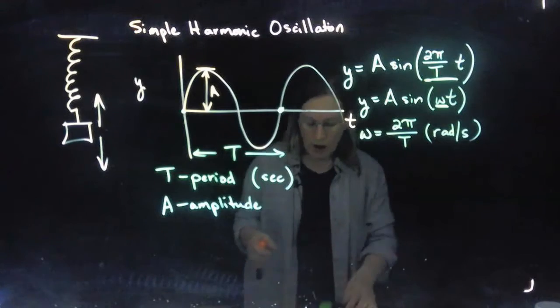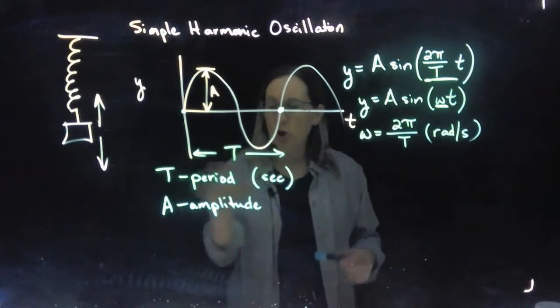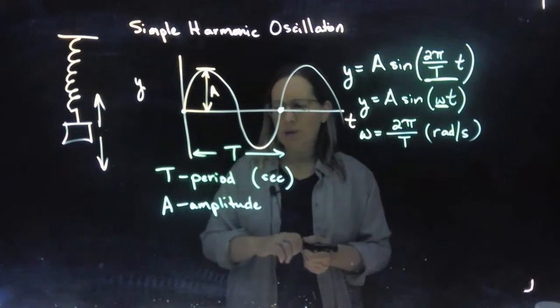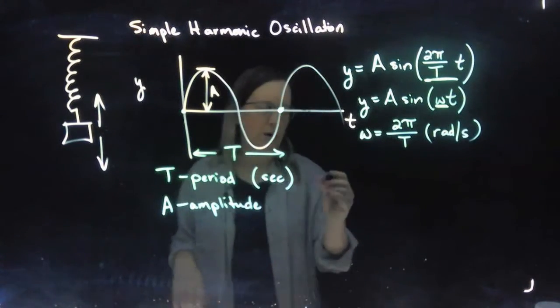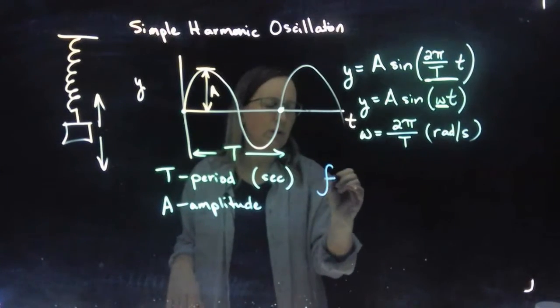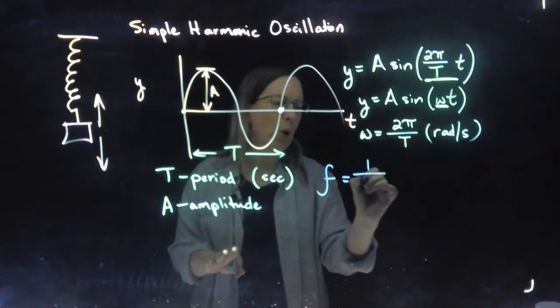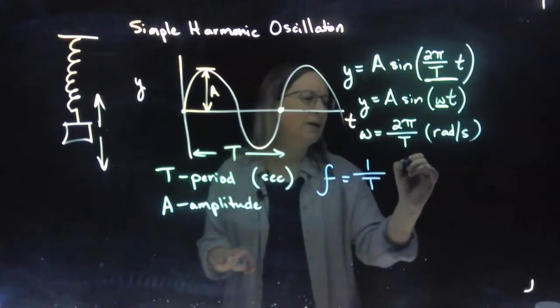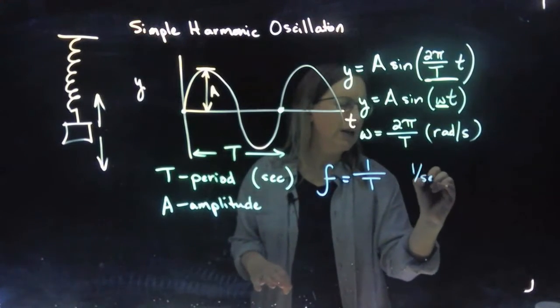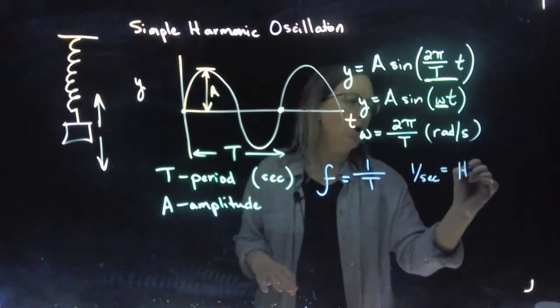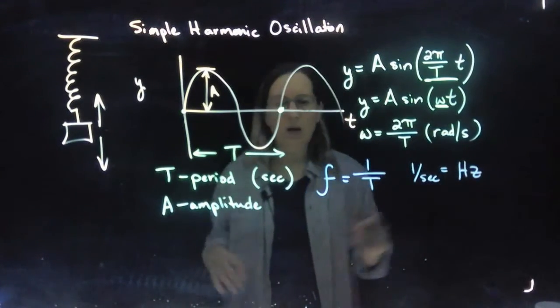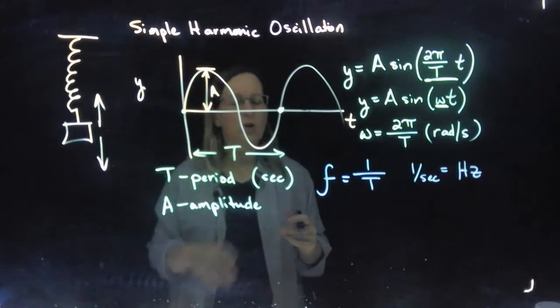And then there's one other term that we use here. Sometimes we use the inverse of the period, and that is the frequency. So the frequency is 1 over the period, and that is measured in 1 over seconds, which is in hertz. So that's another notation that we use to describe that.